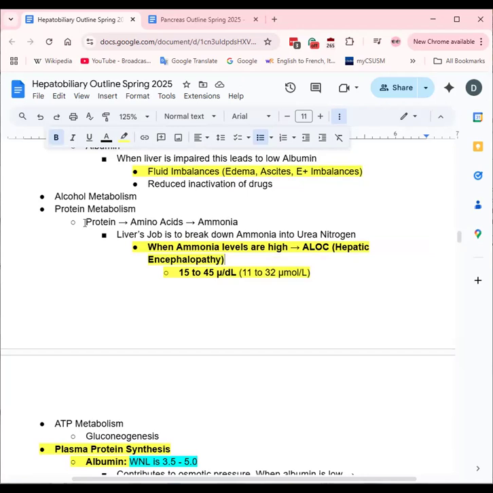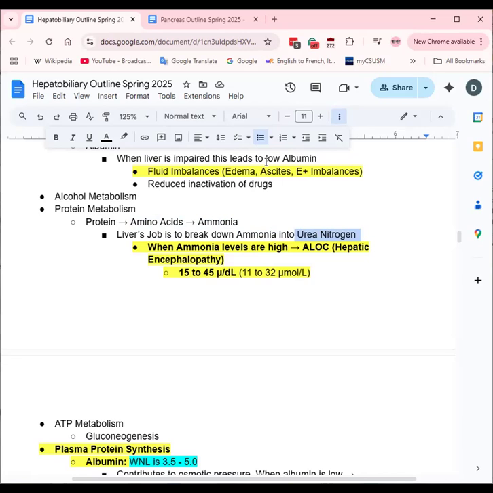Okay. And here's the general breakdown of things. You consume something that has protein, it's going to be broken down into amino acids. That gets broken down into ammonia, and the liver is there to break down ammonia into urea nitrogen. When it's unable to do that because the liver is impaired, it will stay as ammonia and it will populate your blood. And ammonia is neurotoxic, meaning it affects how your brain functions, which is where that altered level of consciousness comes from.